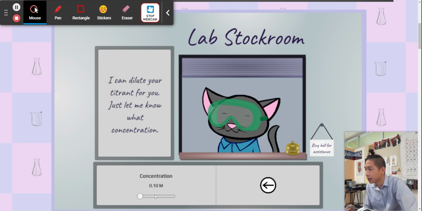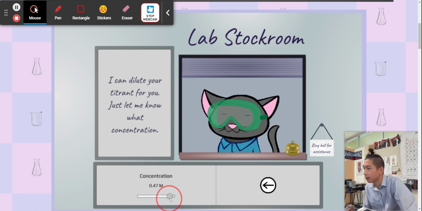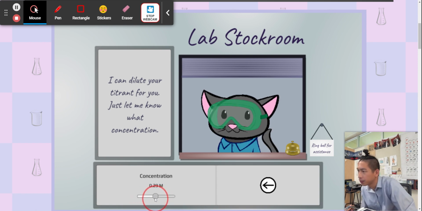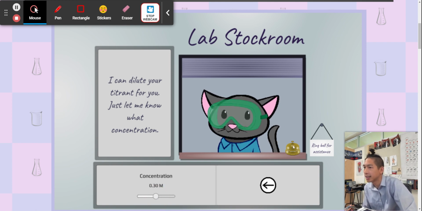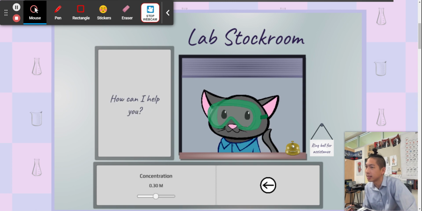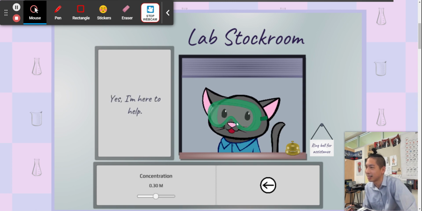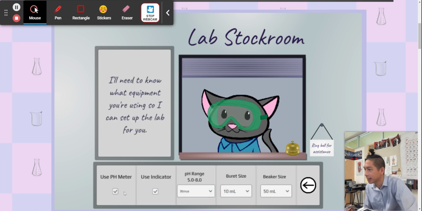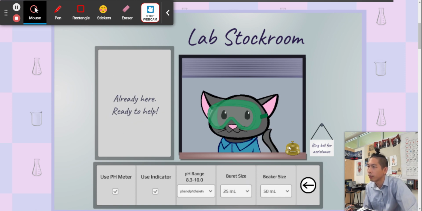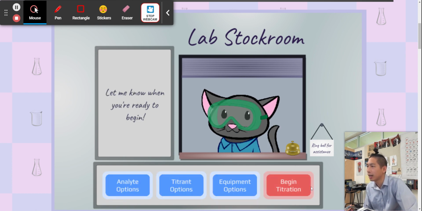Titrant. This is going to be the known solution, so we're going to use a strong base for the titrant. We'll do a 0.3 molar solution here. We're going to review all this information in a second. All right, and then we also need an indicator. So we're going to be using phenolphthalein for this indicator. We'll use a big burette. So cool. All right, I think we've got everything we need from the lab stockroom to begin our lab.